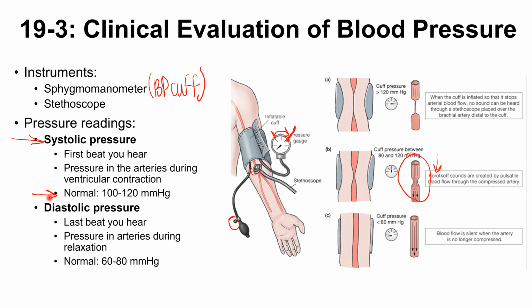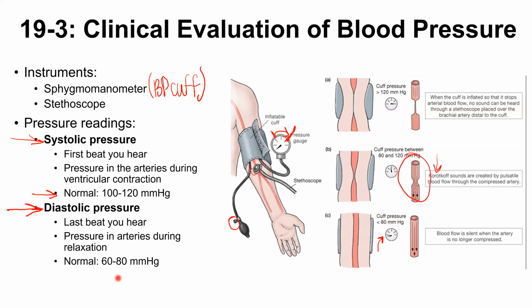Then you're going to keep deflating the cuff, deflating the cuff, deflating the cuff until you don't hear any more sounds. So keep an eye on this pressure gauge, because the last beat that you hear before you don't hear any more sounds is going to be our diastolic pressure. The diastolic pressure represents the pressure in the arteries when the ventricle is relaxing, or in diastole, filling with blood. And normally this should be between 60 and 80 millimeters of mercury.